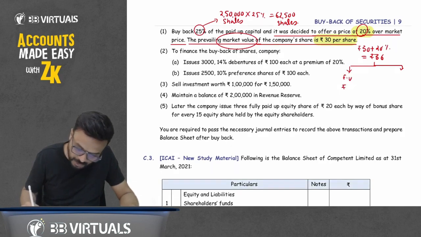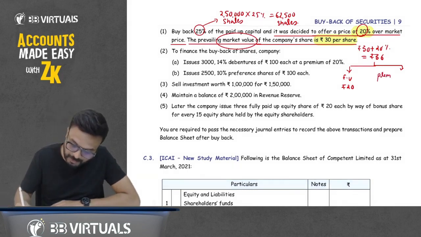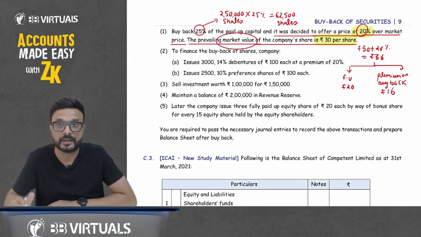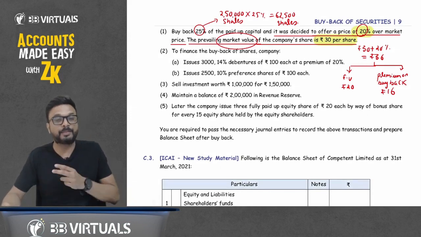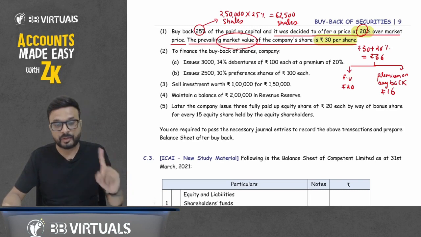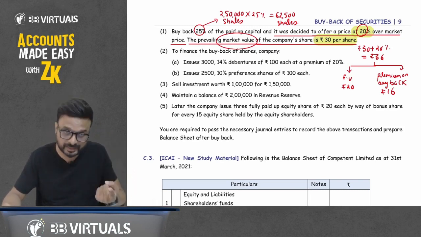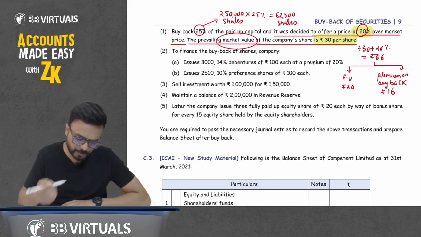Face value is rupees 20. How much is premium on buyback? Total is 36, face value of share is 20 only, and we are giving them 36. It means rupees 16 represents premium on buyback. So when we calculate premium on buyback, don't compare it with market price. Compare it with face value. The face value is rupees 20 and we are offering 36, so that 16 rupees excess represents premium on buyback. Now, it is mentioned in point number 2.